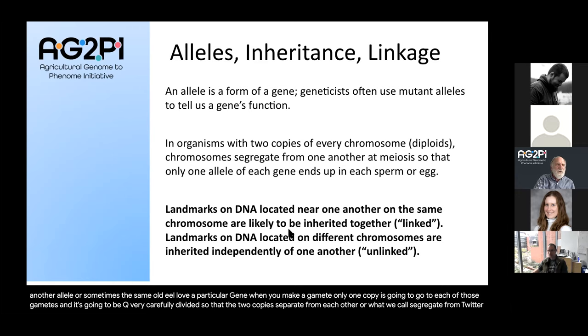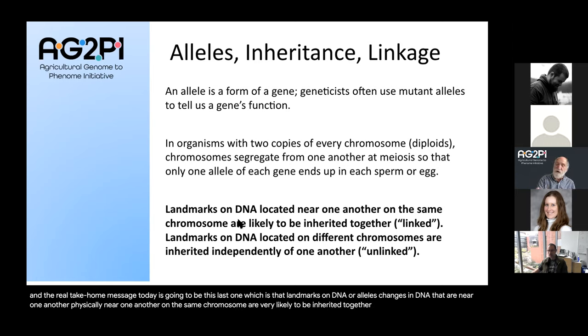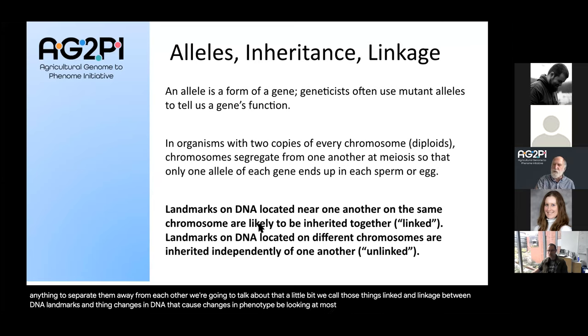And the real take-home message today is going to be this last one, which is that landmarks on DNA or alleles, changes in DNA that are near one another, physically near one another on the same chromosome, are very likely to be inherited together, because it'll be harder for anything to separate them away from each other. We're going to talk about that in a little bit. We call those things linked. And linkage between DNA landmarks and changes in DNA that cause changes in phenotype are really the business end of what you'll be looking at mostly when you look at data.